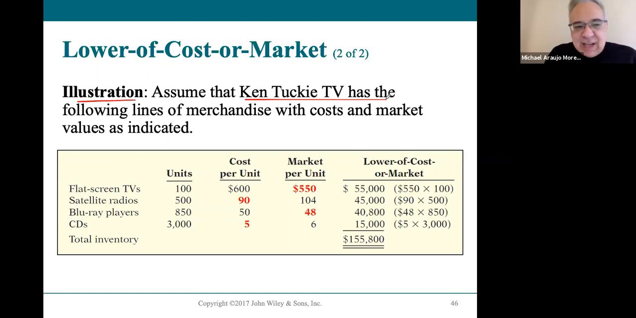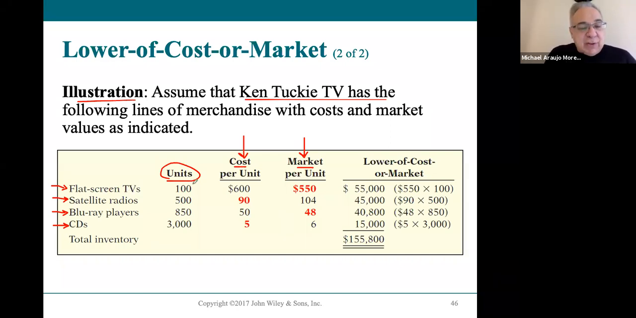My name is Kentucky. Welcome to Kentucky TV. We got a lot of inventory. We got some flat screen TVs. We got some of them there satellite radios. We got some Blu-ray players, and we got some CDs. As you see, we got lots of units of each of them. As you see, there's two other columns here. We got the cost, which is what I bought it for. And then if I went ahead and replaced it today, that's the market. And as you see, I'm going to use the lower of those two numbers to value my inventory. Okay, enough of my character.